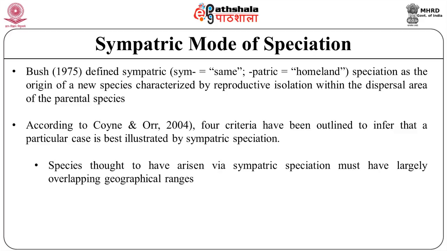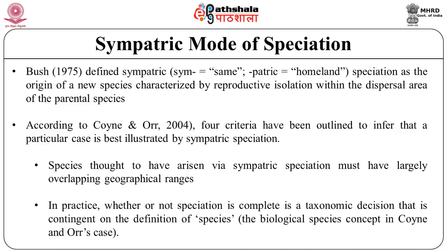In principle, sympatrically derived species could become allopatric over time, but it is not clear how to demonstrate such secondary allopatry. Number 2, speciation must be complete. We cannot declare a case of sympatric speciation if speciation has not occurred. In practice, whether or not speciation is complete is a taxonomic decision that is contingent on the definition of the species, that is, the biological species concept, according to the Coyne and Orr case.